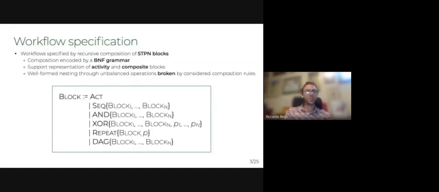Workflow specification is enabled by combining recursively STPN blocks, and the composition of blocks can be encoded using a BNF grammar, which enables the representation of both simple activities and composite blocks. These composition rules break the well-formed nesting of the workflows, in particular for DAG blocks where there might be not well-formed nesting of AND and XOR constructs. And this increases the complexity of workflows we can handle, but also the expressivity.